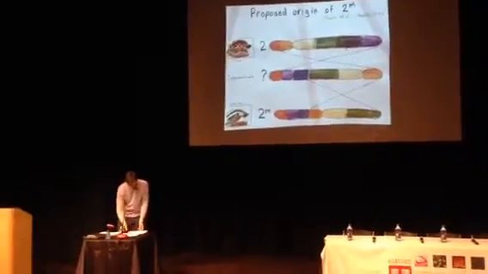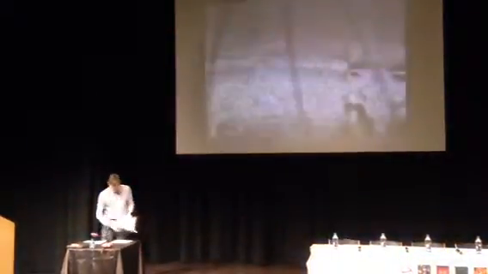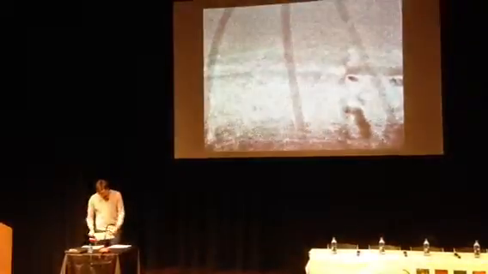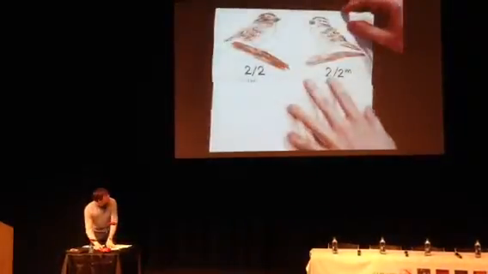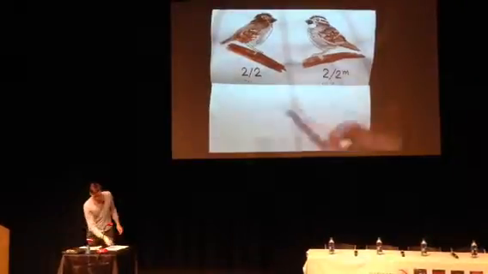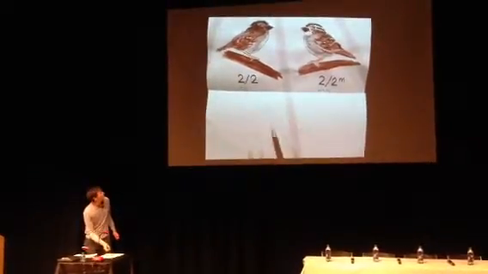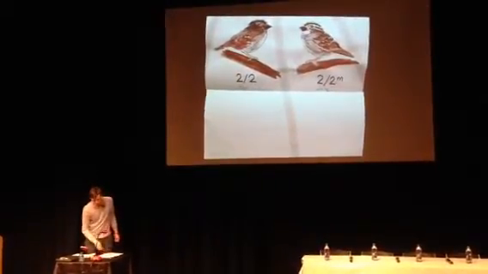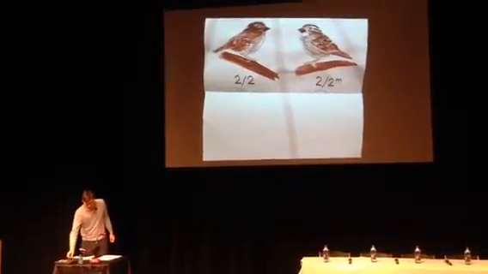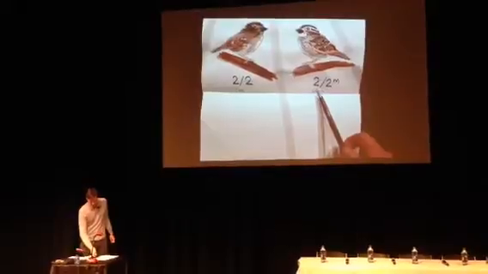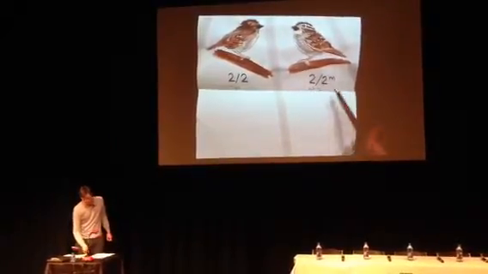So again, just to remind you, tan birds are homozygous and have two chromosomes without inversion, and white birds are heterozygous. They have one copy of chromosome 2 without the inversion, and one copy of chromosome 2 with the inversion.